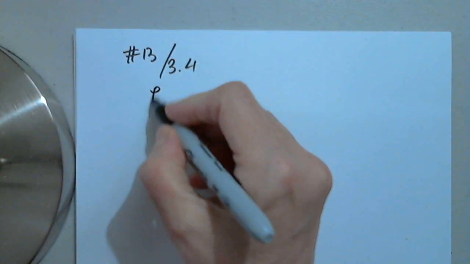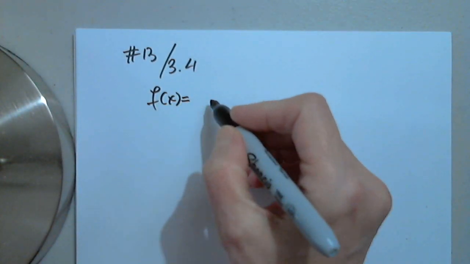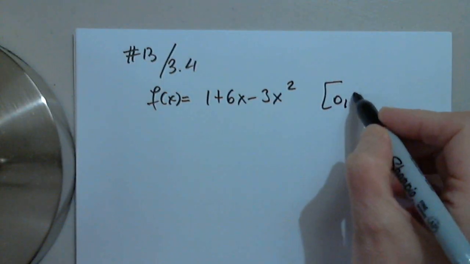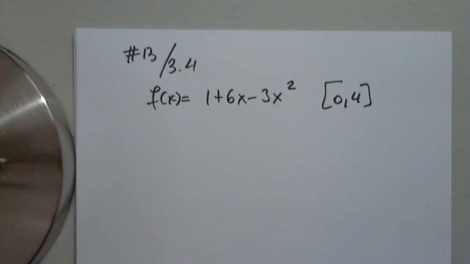Number 13, this one. So we have f of x equals 1 plus 6x minus 3x squared. We are given the interval 0, 4, and we're asked to find the absolute max and min. I will also ask you to identify the local ones as well. Find the absolute max and min values of each function over the indicated interval and indicate the x values at which they occur.